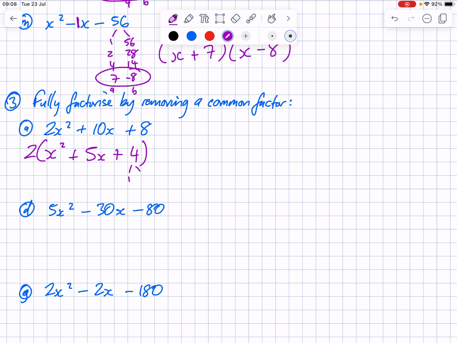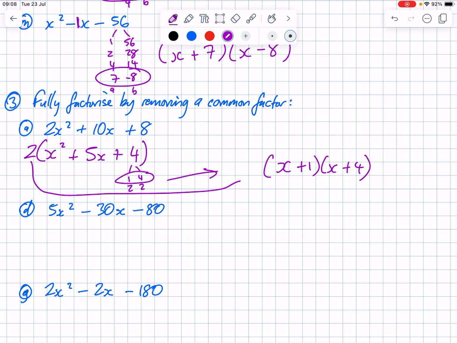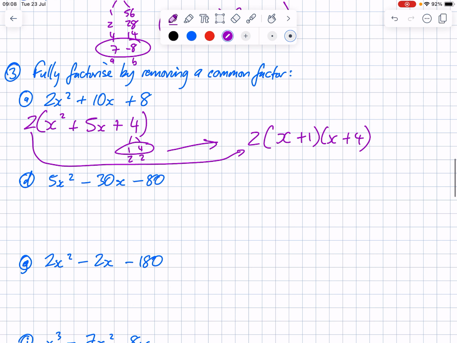Factors of 4 are 1 and 4, 2 and 2. I want to get 5. The only way I can get 5 would not be with 2 and 2. It would be 1 and 4. Adding them together, 1 plus 4. So this brackets factorizes to x plus 1, x plus 4. But don't forget that there's still the 2 on the outside. So that is it, fully factorized.